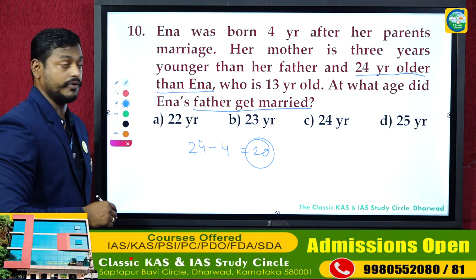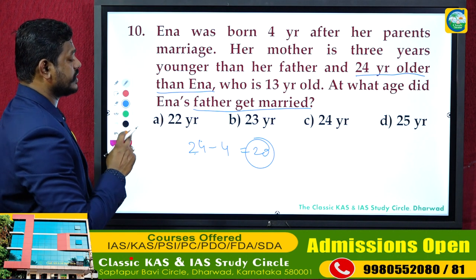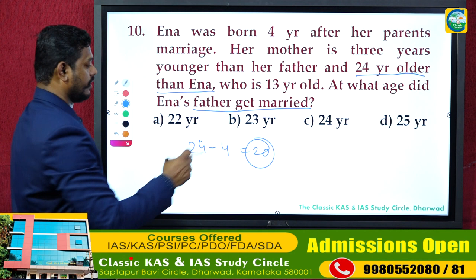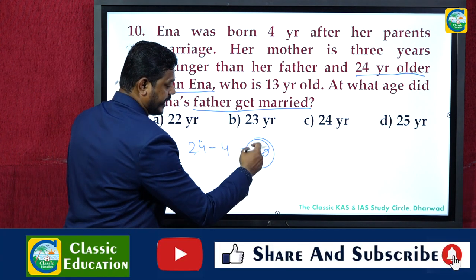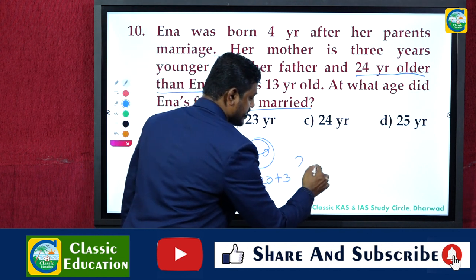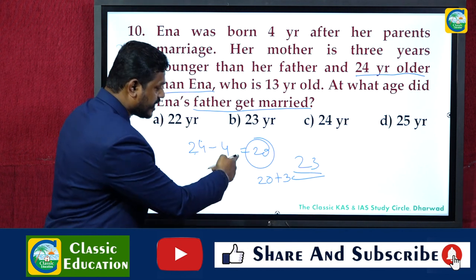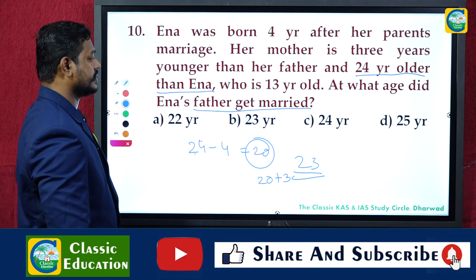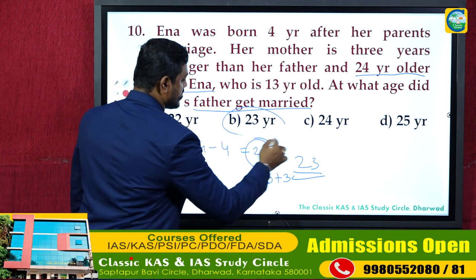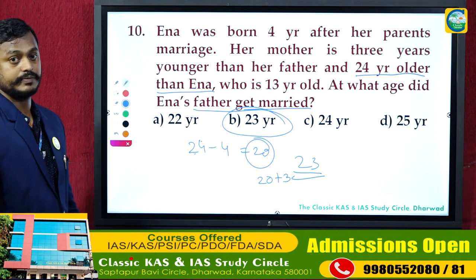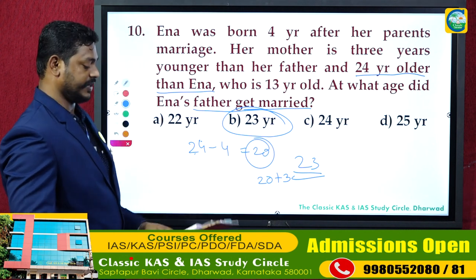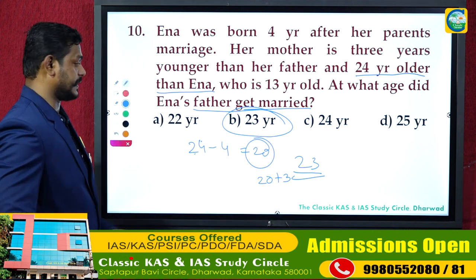Three years younger than her father. Then Anna, who is 13 years old, at what age did Anna's father get married? Now her mother is 20, and 3 years younger means her father is 20 plus 3, that is 23 years. Her mother is 20, and her father's age when they got married is 23 years. Right, friends? So option B is the right answer.